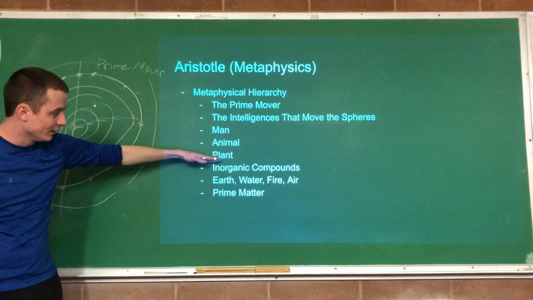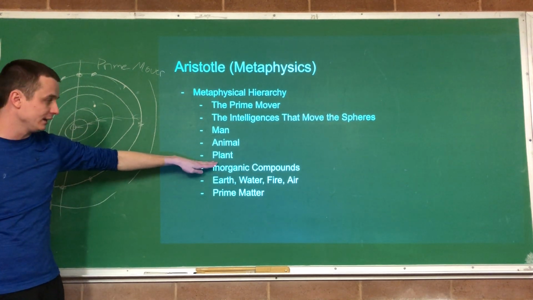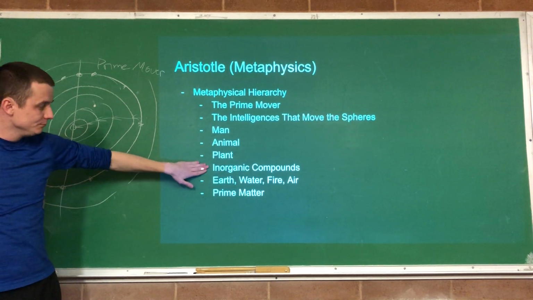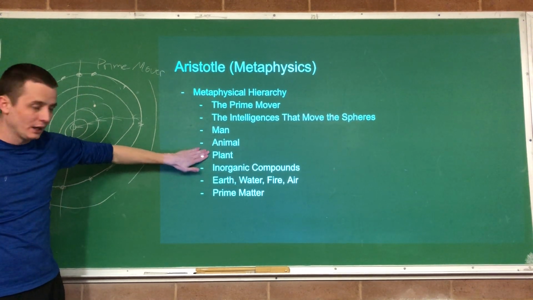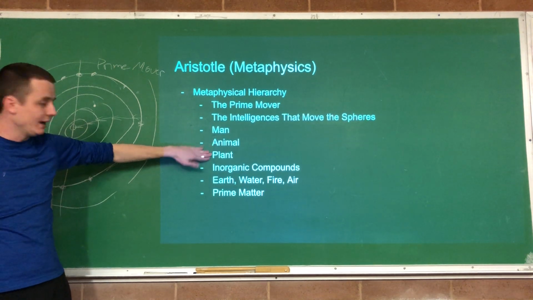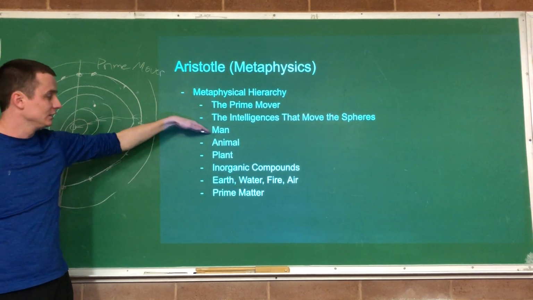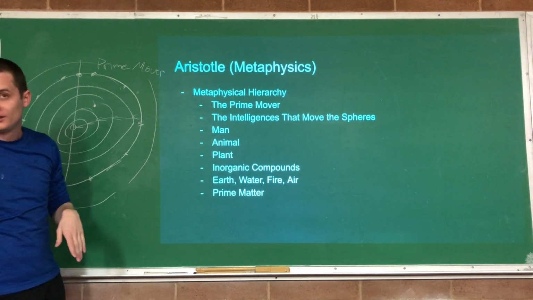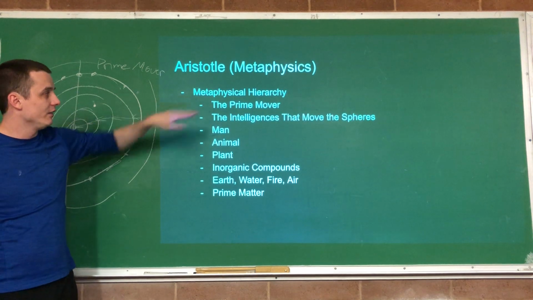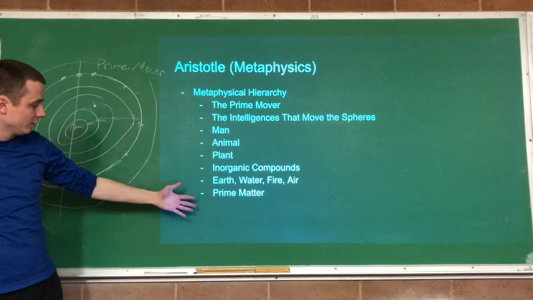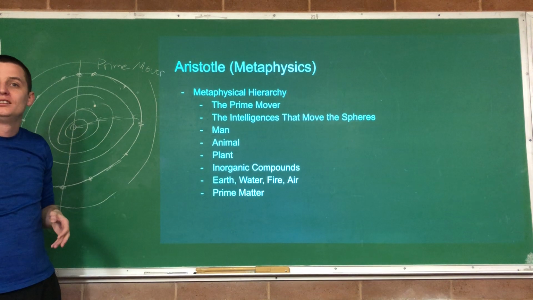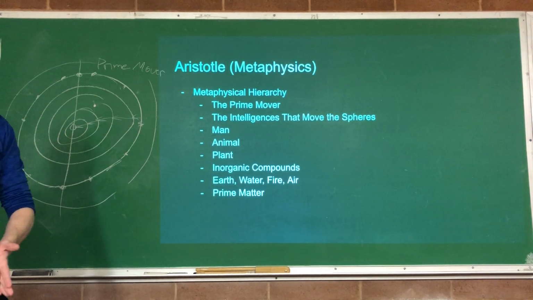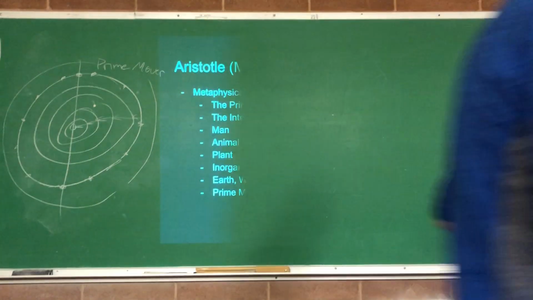And then we get to organic things. Now with organic things, Aristotle splits into plants and animals. So the lowest type of living thing is plants. The next best living thing is animals. The next best living thing is man. The next best thing is the intelligence that moves the spheres, like the sun, Mercury, Venus, and then there's the prime mover. So in order of least perfect to most perfect, in terms of a metaphysical hierarchy, there it is. Give you a sense for Aristotle's metaphysics.